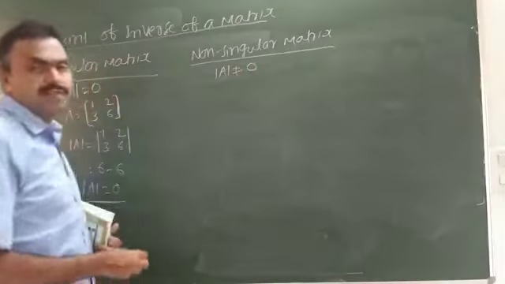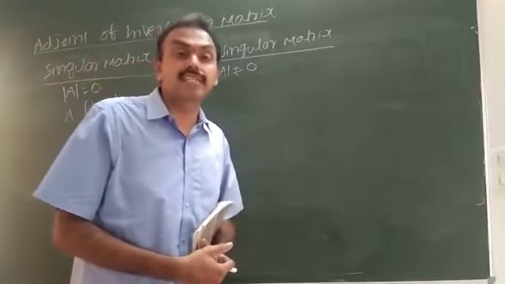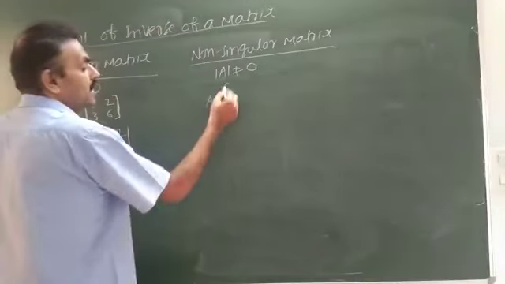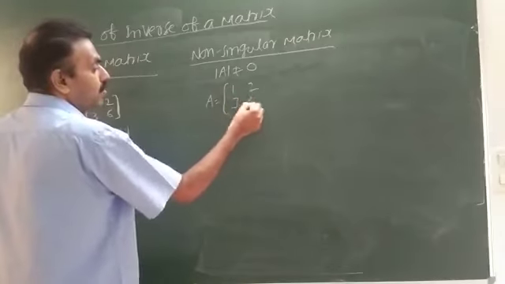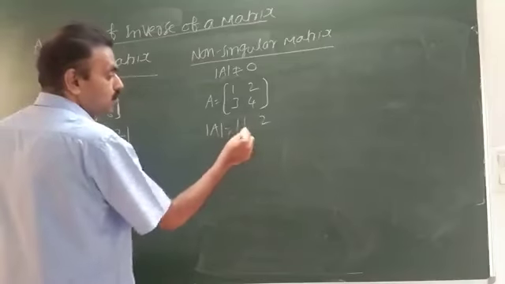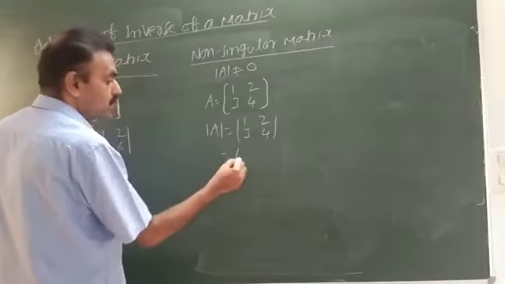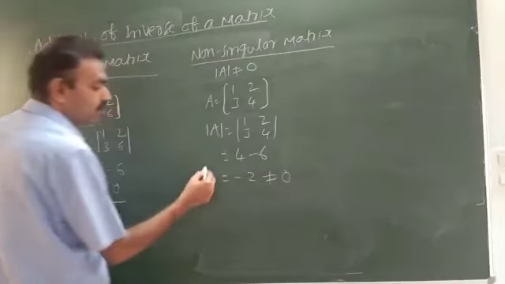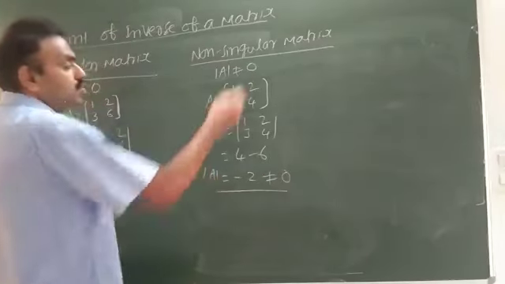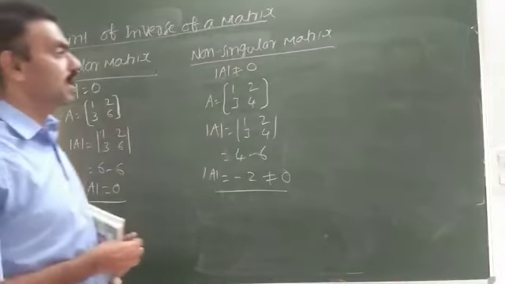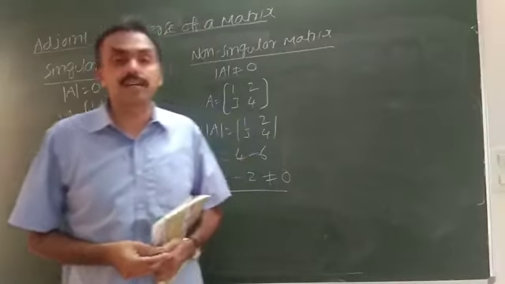You consider an example. As the name itself indicates, a square matrix A is said to be non-singular if determinant A is not equal to 0. Let us take the example 1, 2, 3, 4. You take the value of the determinant: 4 minus 6. That's equal to minus 2, which is not equal to 0. Hence, the square matrix 1, 2, 3, 4 is said to be non-singular. Understand the definition of singular and non-singular matrix.